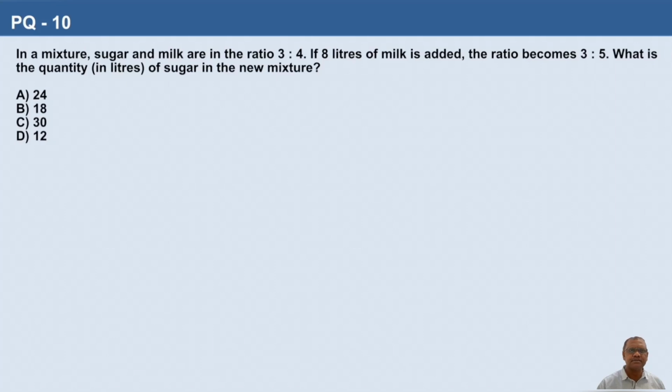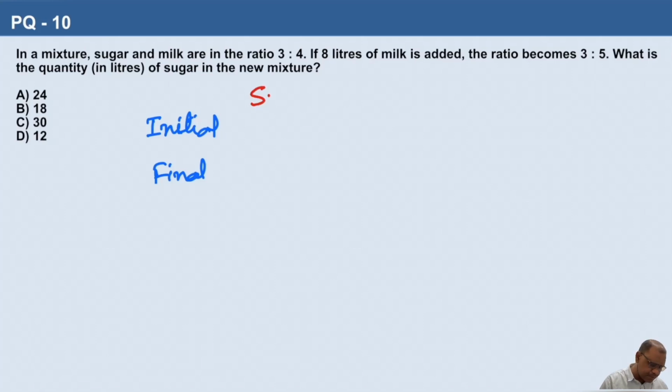Question number 10. In a mixture, sugar and milk are in the ratio of 3:4. If 8 liters of milk is added, the ratio becomes 3:5. What is the quantity of sugar in the new mixture? Sugar and milk. So we have sugar and milk. So initial and final.